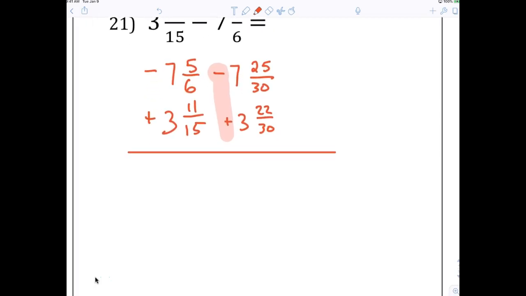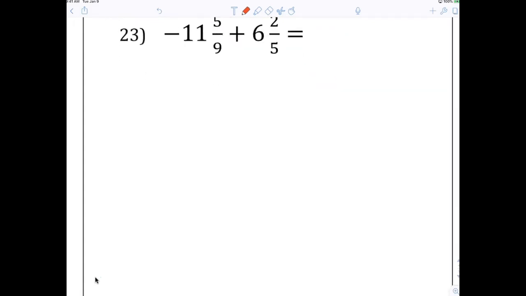All right, so now when I subtract 25 minus 22, 3 over 30, negative 4 and 3 over 30, it goes down to negative 4 and 1 over 10. Guys, I just think that's pretty easy. Hopefully you're getting the hang of it. That's 0.1. All right. Here we go.